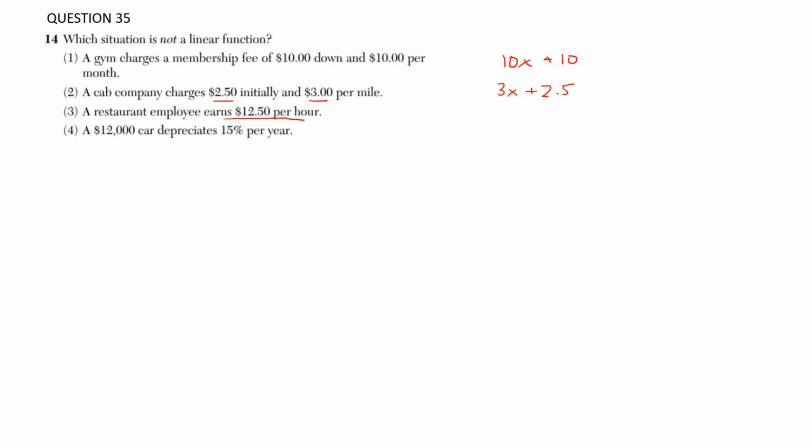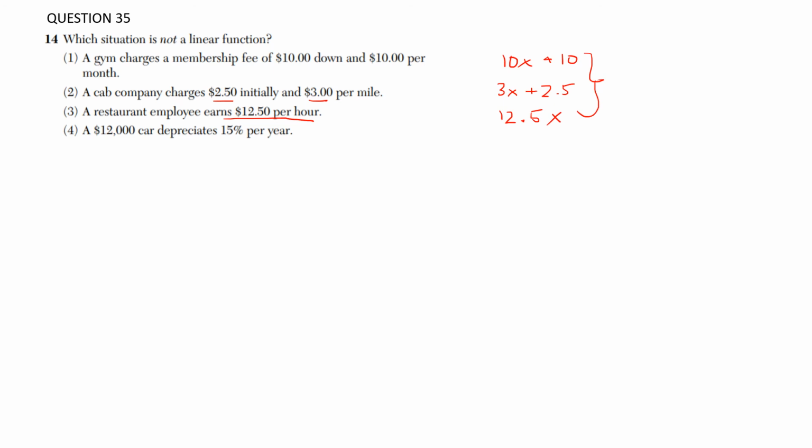This one is just a standard rate of $12.50 per hour. So the money that the employee earns is just 12.5x. So all three of these are linear, right? They're all in y equals mx plus b form.